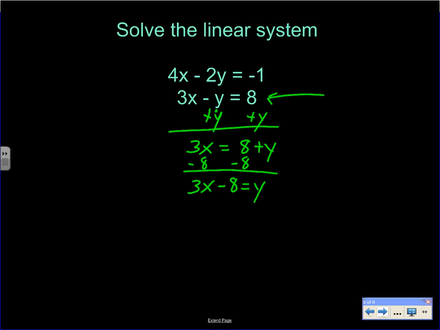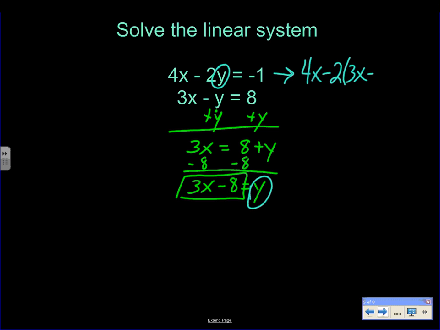If you chose in the very beginning, you could have subtracted 3x from both sides and then either multiplied or divided everything by negative 1 to get y by itself, and you still would have gotten this same part right here. 3x minus 8 was equal to y. So now let's look at the top equation here. Remember, we're substituting in for y, so right there's y. So let's substitute in for y. So 4x minus 2. What's y equal to? 3x minus 8.